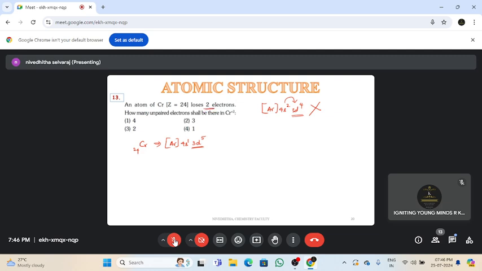So now we have to remove 2 electrons from 4s and then from 3d, right? One electron I'm going to remove from 4s, another electron from 3d. So the configuration is 3d4. In the 3d subshell we'll have 5 orbitals in which we have 4 electrons. According to Hund's rule, we fill the 4 electrons like this. So there are 4 unpaired electrons. So the answer is option 1. Okay. So we'll move on to the next question.